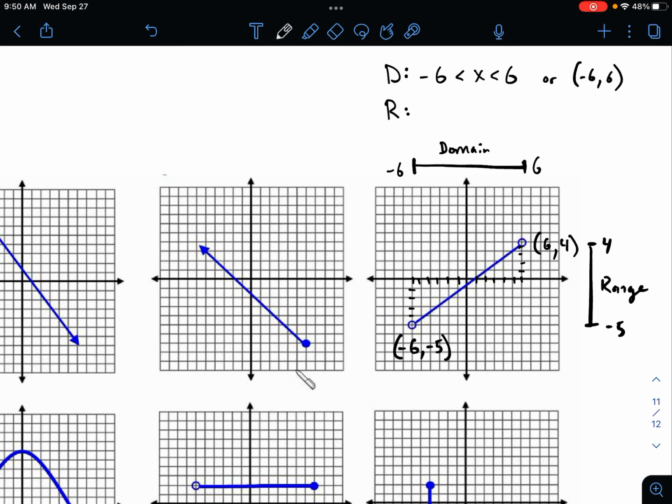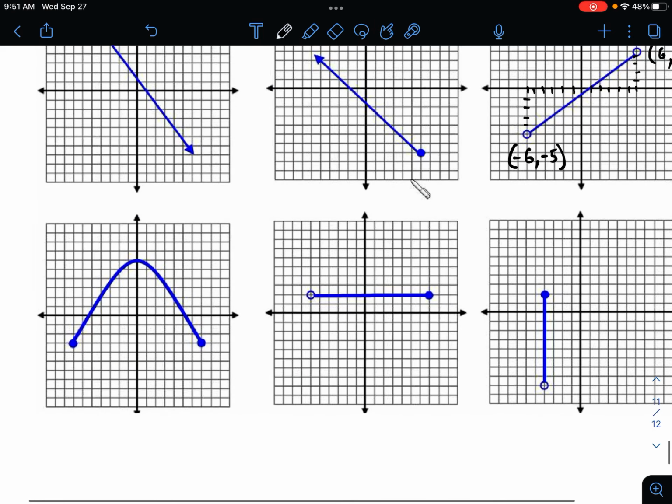This is interval notation. For the range, the lowest we can go is negative 5, and the highest we can go is 4. So y has to be in between negative 5 and positive 4. Or if we want to use interval notation, that's just from negative 5 to 4. Again, this is interval notation. That is not an ordered pair.